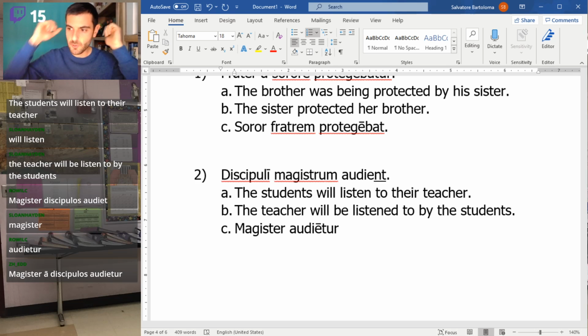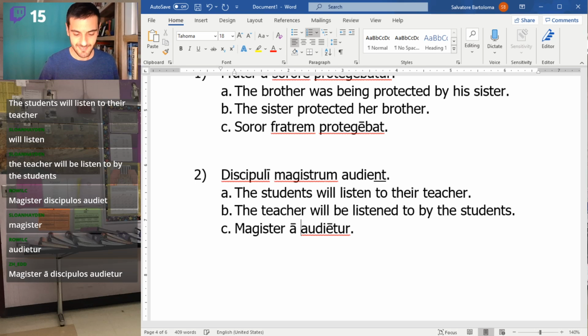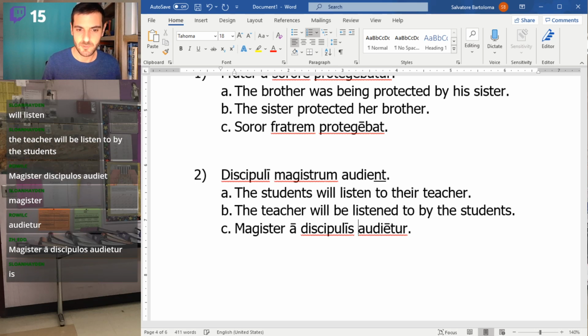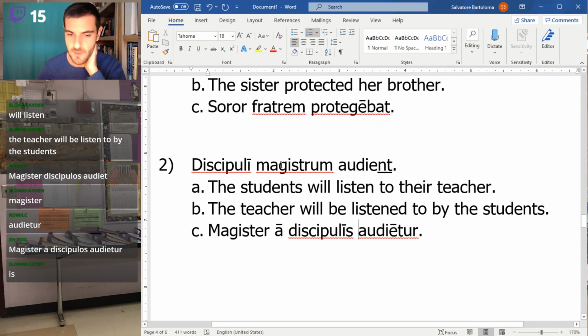Oh, Zubair, you're so close. You're so close. Not discipulos, because it's ablative. Discipulis, right? There's our finished product.